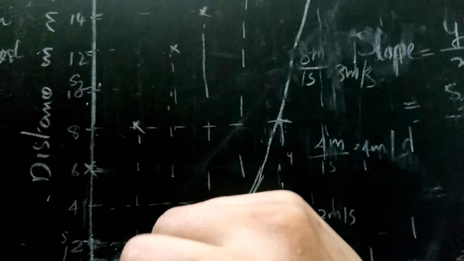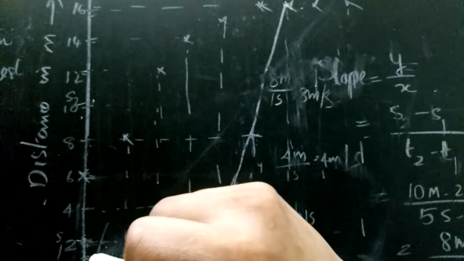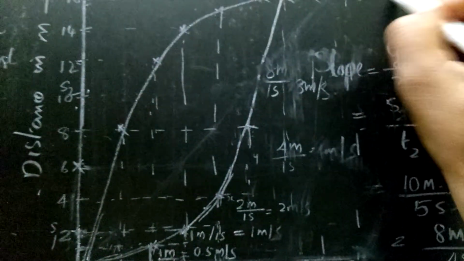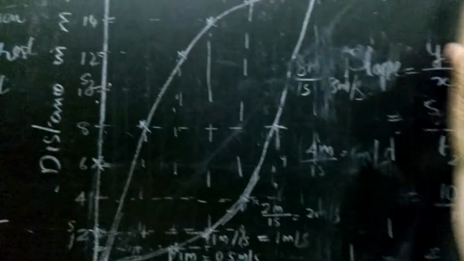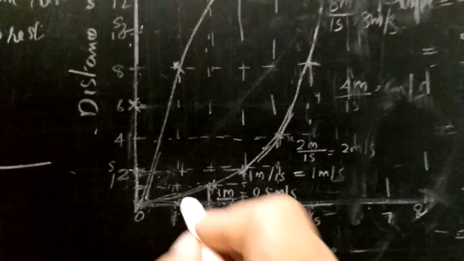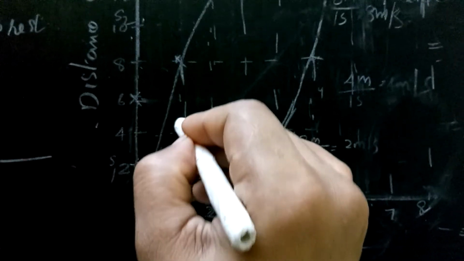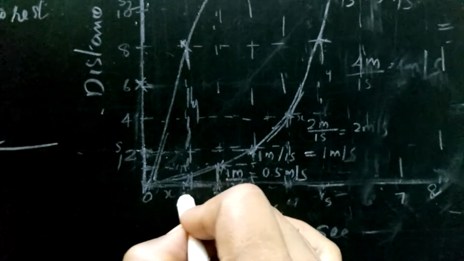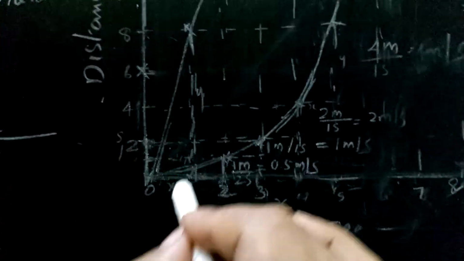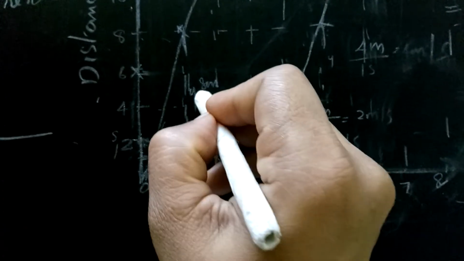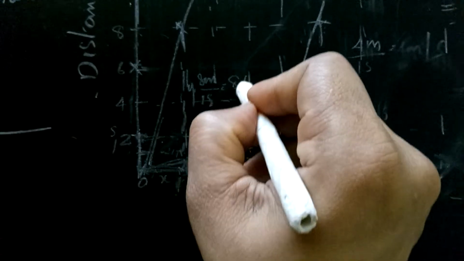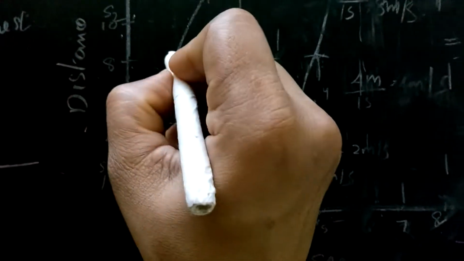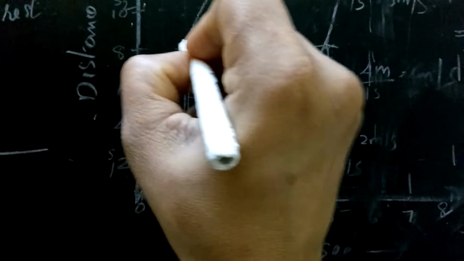So when you draw the graph, it will be a curve with a decreasing slope. In the first second you can calculate the speed by constructing the triangle. This is the triangle, so this is y and this is x. So speed is equal to y by x. That means 8 meter divided by 1 second, so it becomes 8 meter per second.